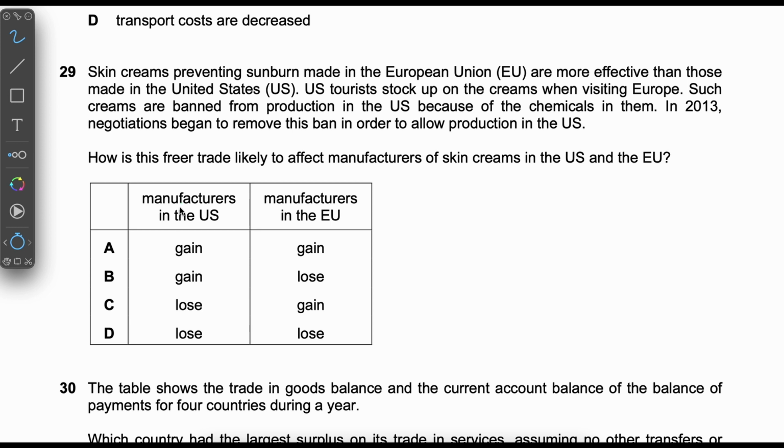So the US manufacturers would gain in this situation. The US tourists would then be buying from the US manufacturers, and so the European manufacturers would lose out in this situation because the US citizens wouldn't have to stock up anymore. Okay, so our answer would be B.